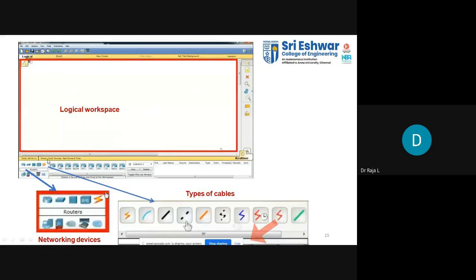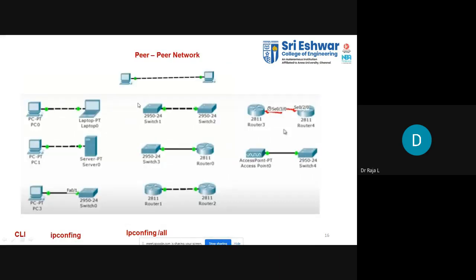Then here you have the cables available. You have different types of cable. You have the console. You have the copper straight-through. You have the crossover cable. Likewise, you have n number of cables available. With that cable, you can connect the devices. This is how the devices will normally be in the network.